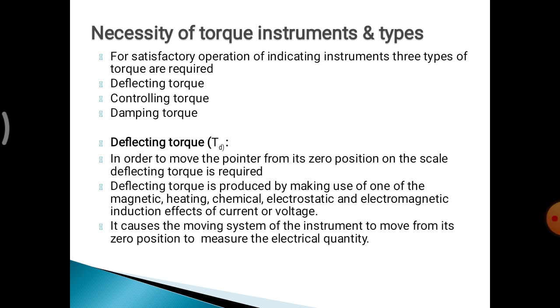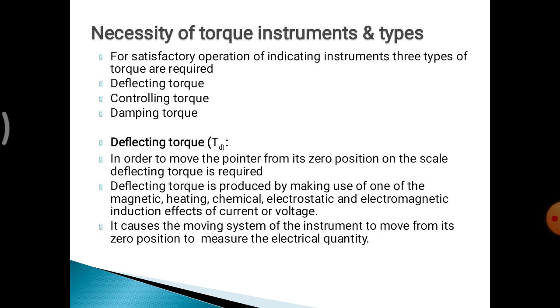Next, come to the point: important necessity of torque in the instruments and types. Analog and indicator instruments will be having the pointer. That pointer should move, no? Who is going to move that? For that some working principle should be there, some force or torque should be there to move that pointer. And it should stop properly, and you have to take the readings properly. For all those things, you need three main types of torques: deflecting torque, controlling torque, and the damping torque.